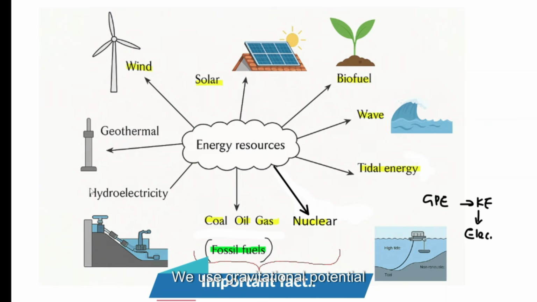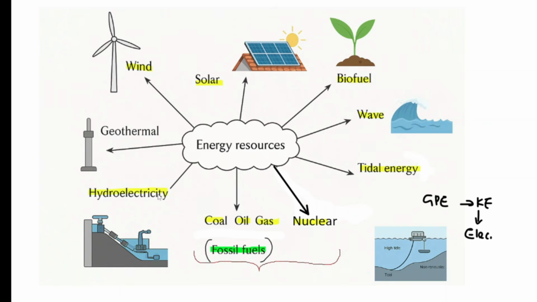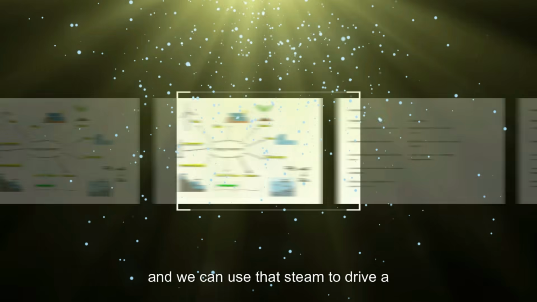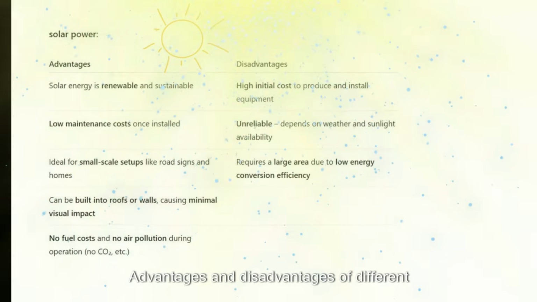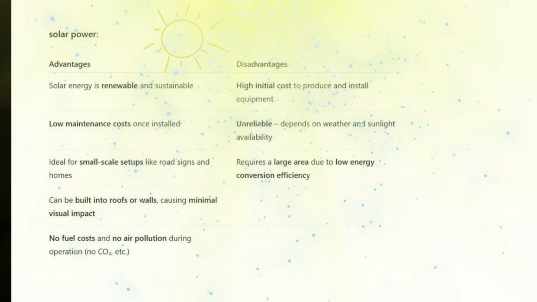Hydroelectricity. We use gravitational potential energy of water at a high level, and geothermal energy is the energy that we get from the heat inside the Earth's surface. So basically, radioactivity of the rocks produce heat energy. We use that heat energy to heat water, which is then turned into steam, and we can use that steam to drive a turbine. Advantages and disadvantages of different energy sources is another popular exam question.